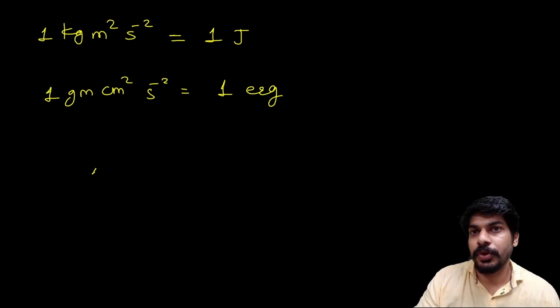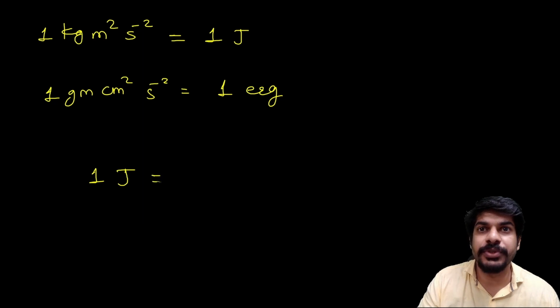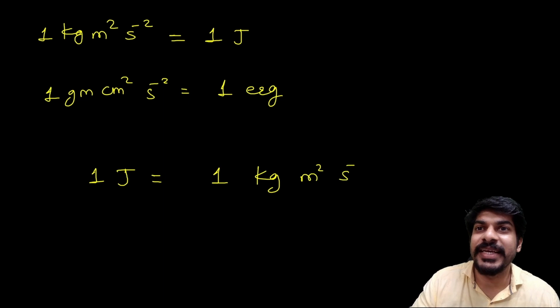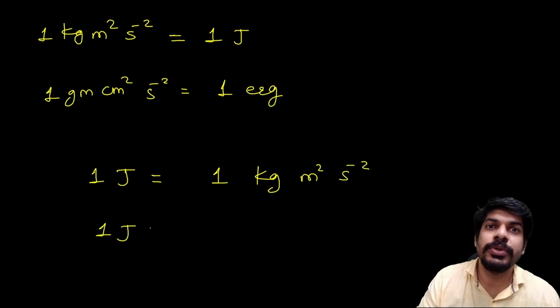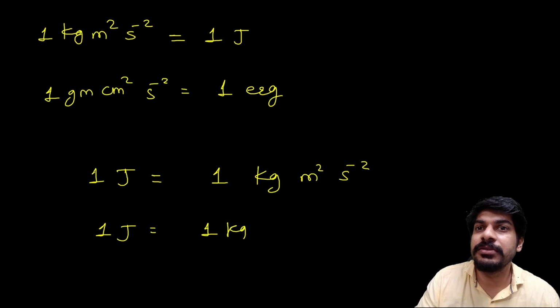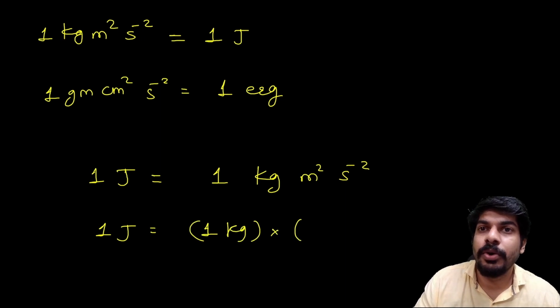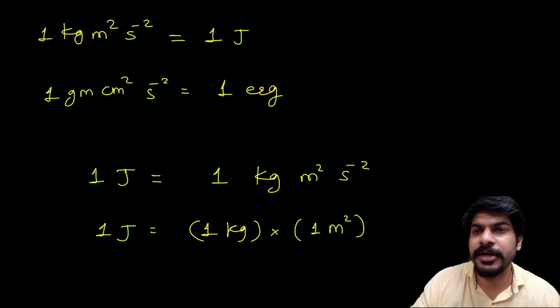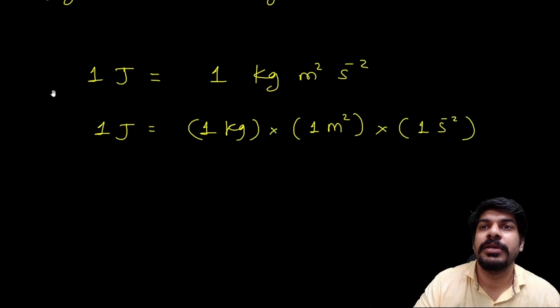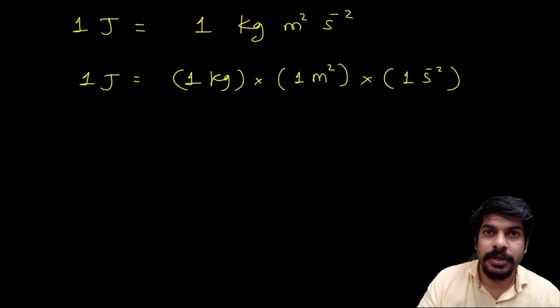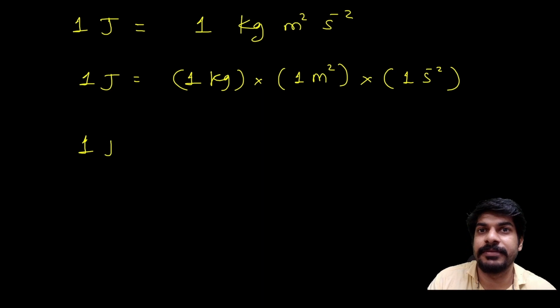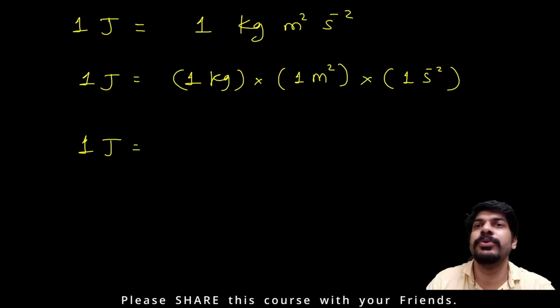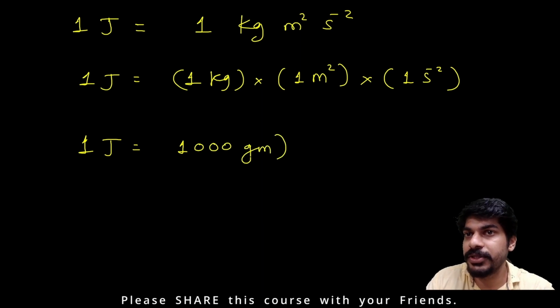So 1 joule, as we know, is equal to 1 kg meter squared second to the power minus 2, or 1 joule is equal to 1 kg into 1 meter squared, right? We can write it like this, into 1 second to the power minus 2. Now let's convert this to the CGS system. So we know 1 kilogram is nothing but 1000 gram, right? 1000 gram.